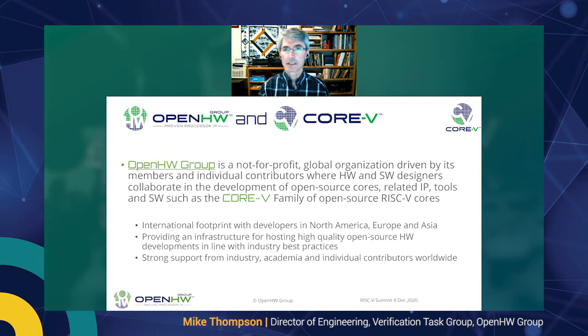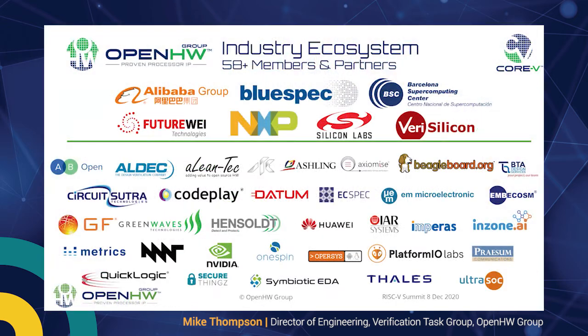The Open Hardware Group is a not-for-profit global organization. We have 58 members and partners and growing. We've got an international footprint all around the world. It's really an exciting organization to work with. And we've got strong support from industry, academia, and individual contributors worldwide, helping us develop Core 5 IP.